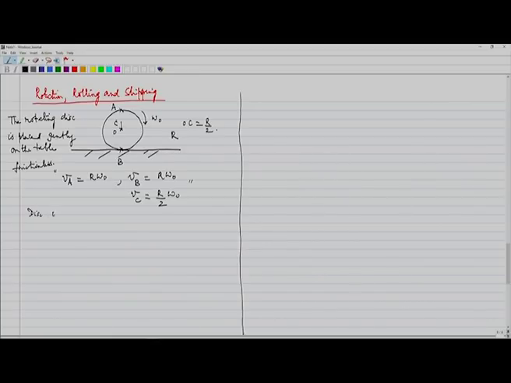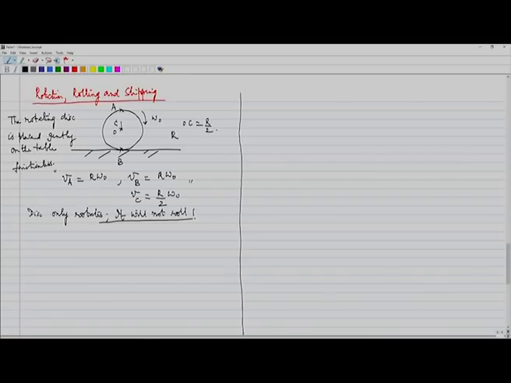The disk only rotates. Now the question is, will it roll? No, it will not roll. If you place a rotating disc vertically on a perfectly frictionless table, the disc will not roll. This is the point which I want to stress here.